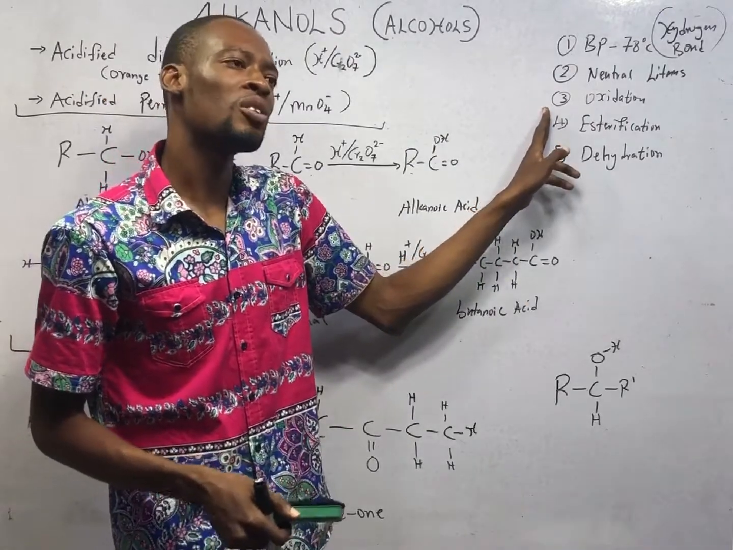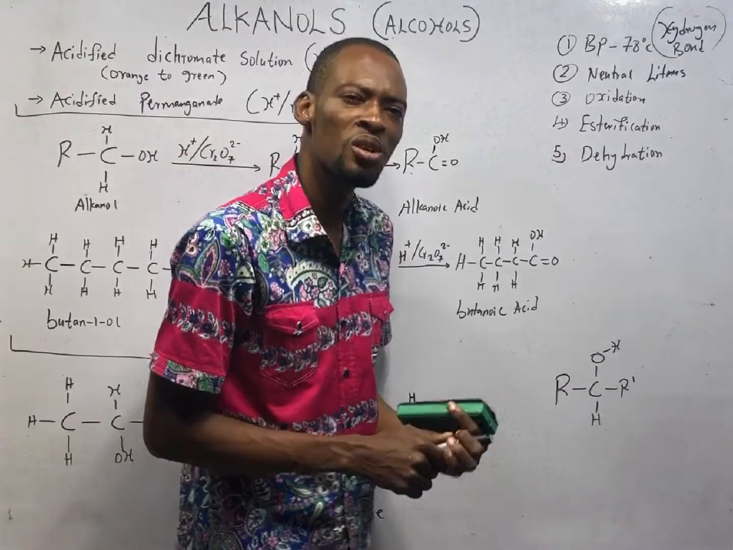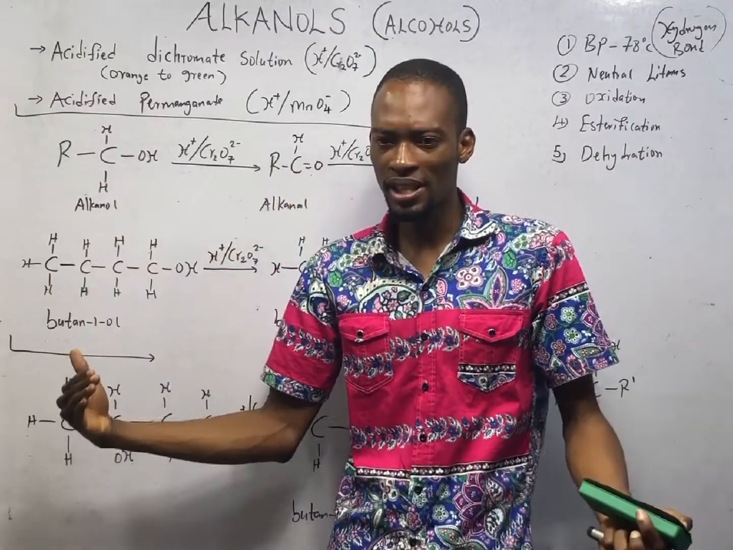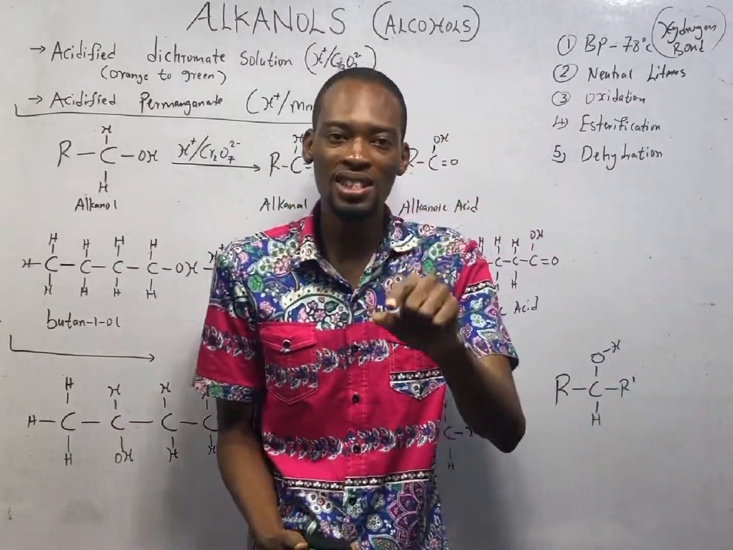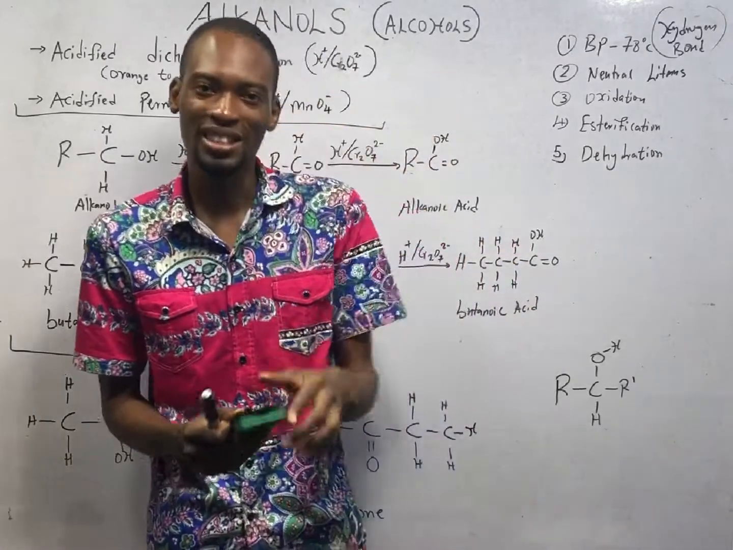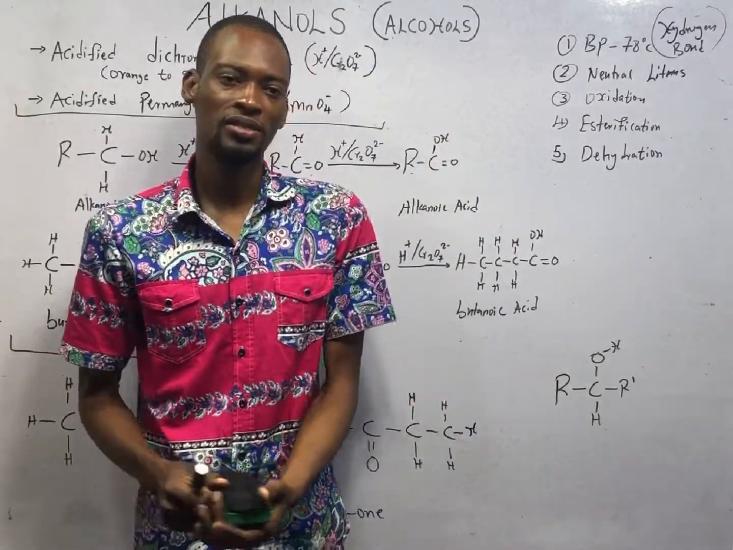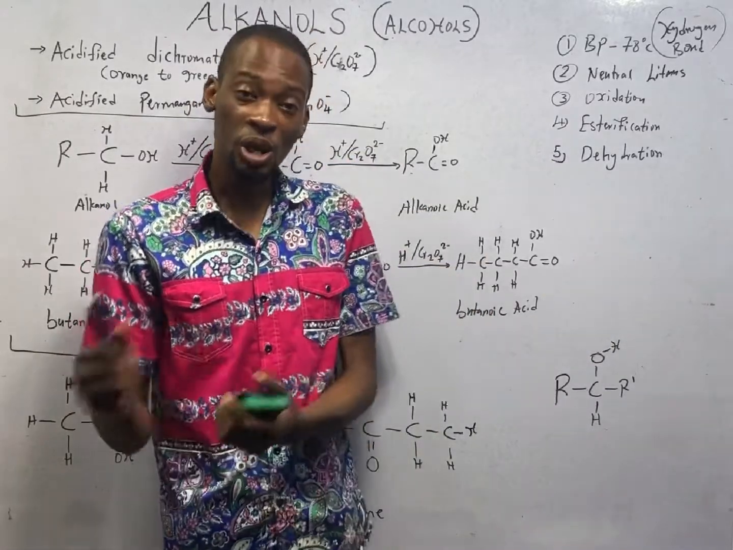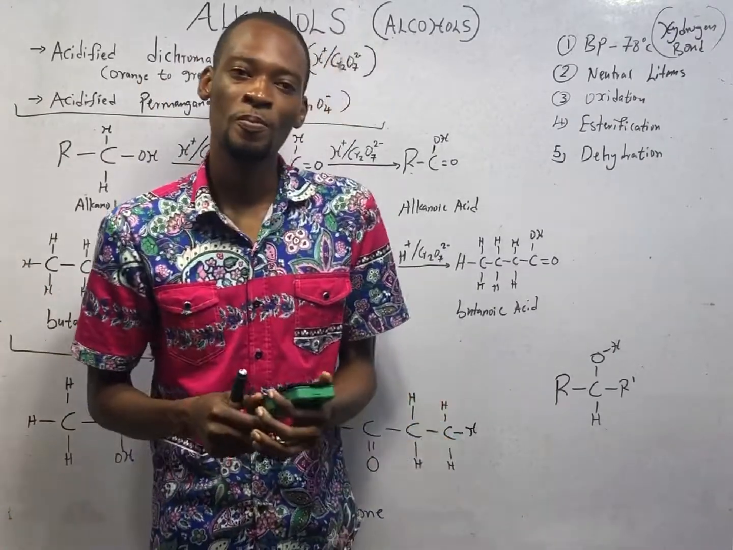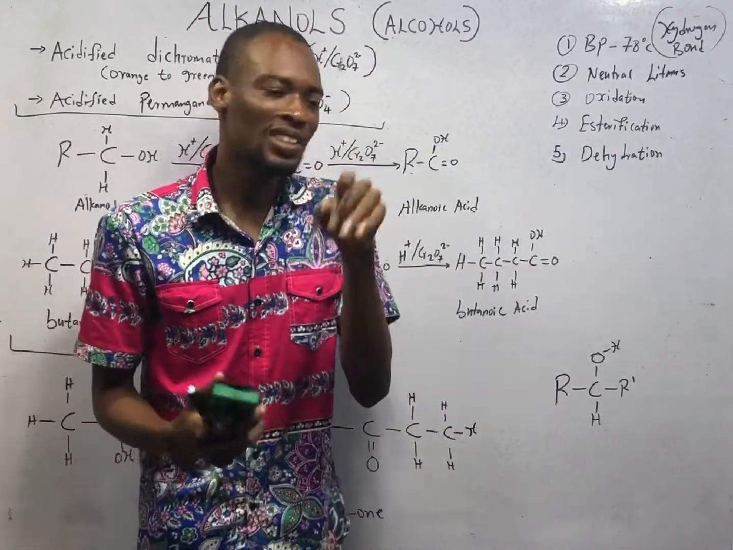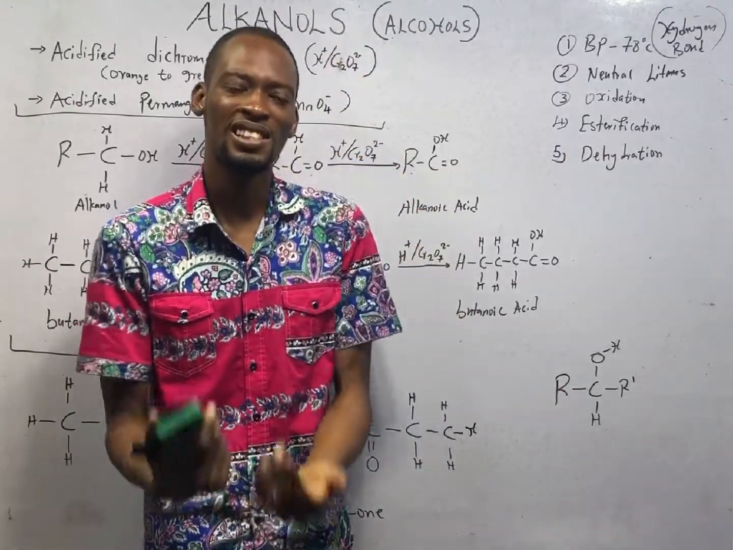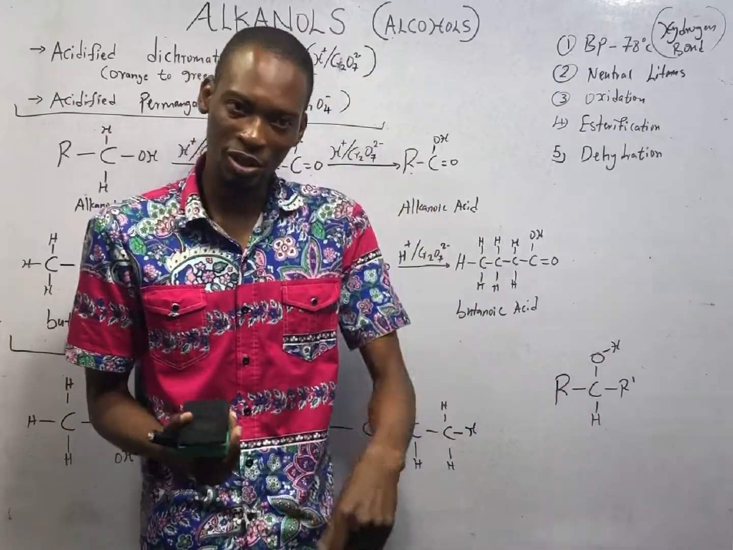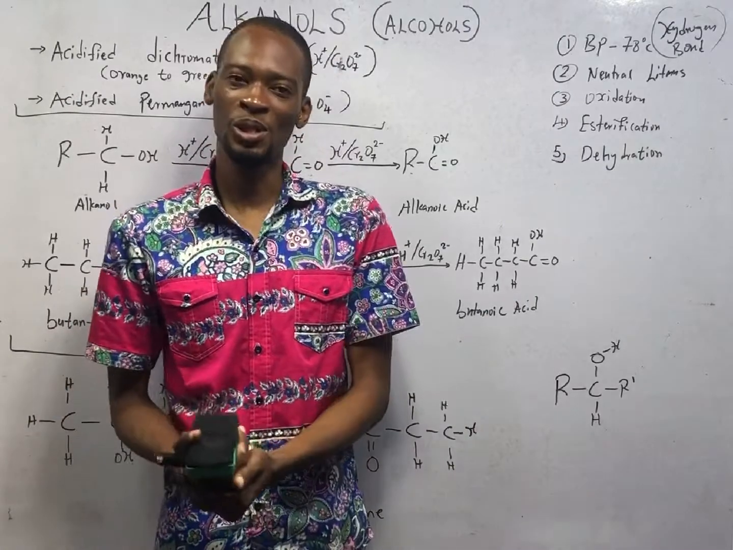The third property of alkanols is oxidation. In my video on redox reaction, I explained that oxidation can be defined under different subheadings. For example, when it comes to oxygen, oxidation is the addition of oxygen. Reduction is the removal of oxygen. When it comes to hydrogen, oxidation is the removal of hydrogen. Reduction is the addition of hydrogen. When it comes to electrons, oxidation is electron loss. Reduction is electron gain. When it comes to oxidation number, oxidation leads to increase in oxidation number. Reduction leads to decrease in oxidation number.